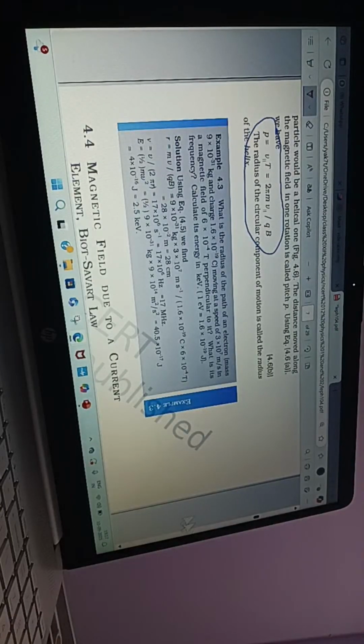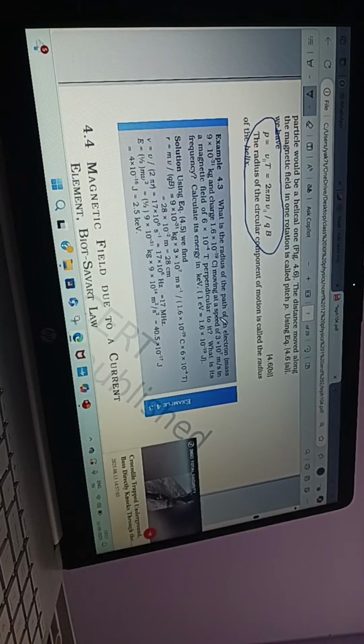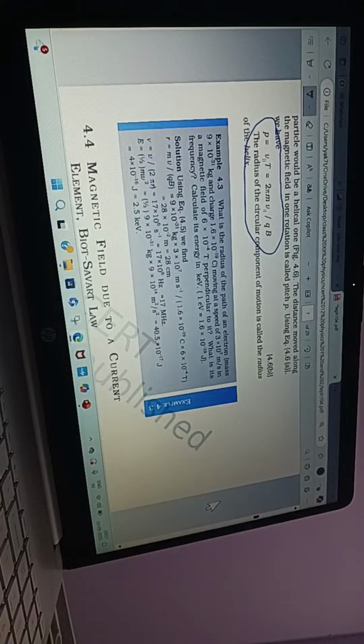What is the radius of the orbit of an electron with mass 9 × 10^-31 kg and charge 1.6 × 10^-19 coulomb, moving at the speed of 3 × 10^7 meters per second in a magnetic field of 6 × 10^-4 tesla? What is the frequency? Calculate the energy in electron volts.